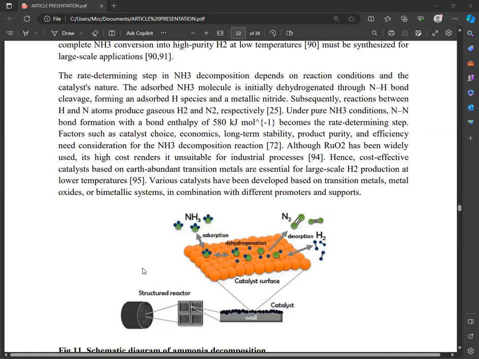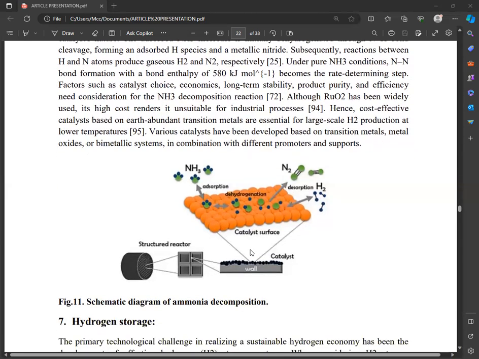The adsorbed ammonia molecule is initially dehydrogenated through nitrogen-hydrogen bond cleavage, forming an adsorbed hydrogen species and a metallic nitride. Subsequently, reaction between hydrogen and nitrogen atoms produces gaseous H2 and N2, respectively. Under pure ammonia conditions, nitrogen-nitrogen bond formation, with a bond enthalpy of 580 kilojoules per mole, becomes a rate determining step. Factors such as catalyst choice, economics, long-term stability, product purity, and efficiency need consideration for the ammonia decomposition reaction.